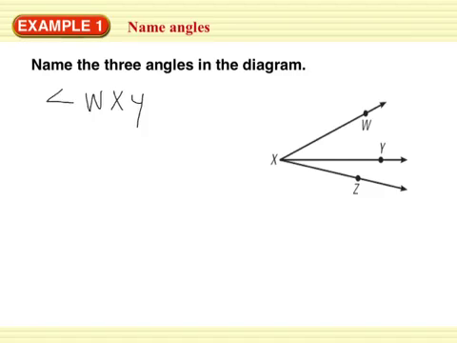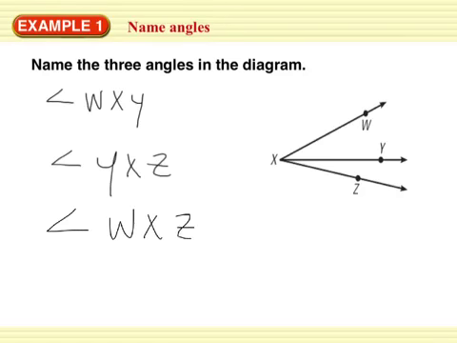Another would be Y, X, Z. Angle Y, X, Z. And your third one would be W, X, Z. Angle W, X, Z. X is in the middle of each of those because X is the vertex, and that is significant.